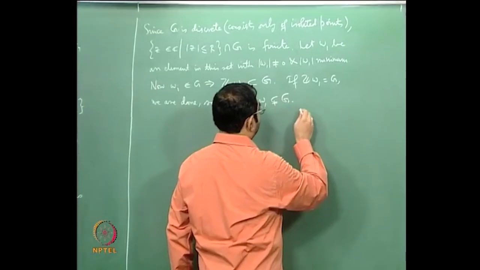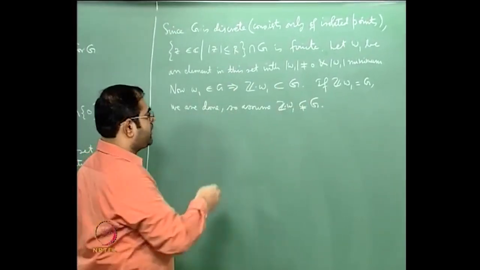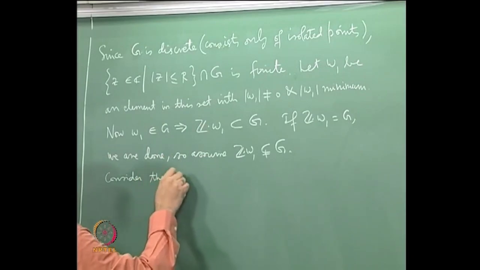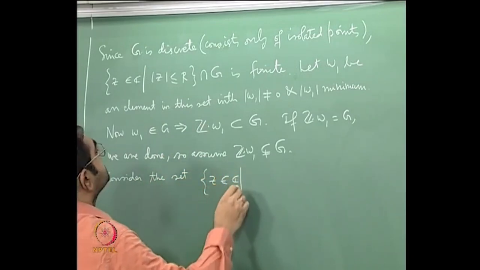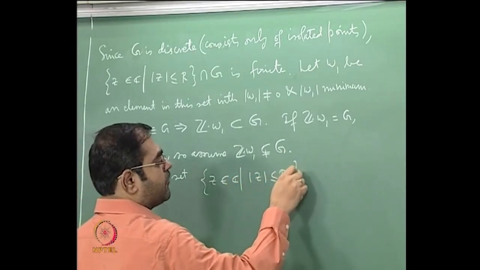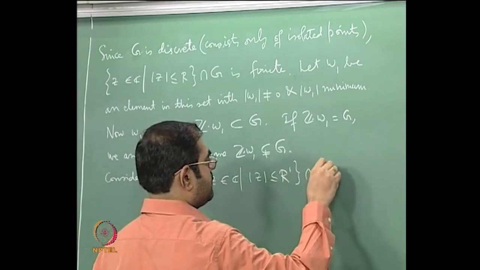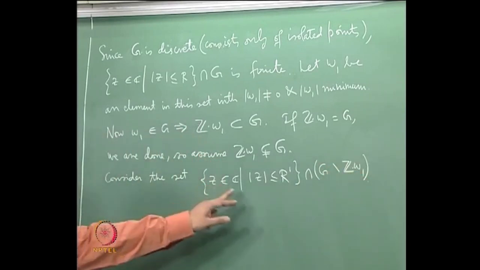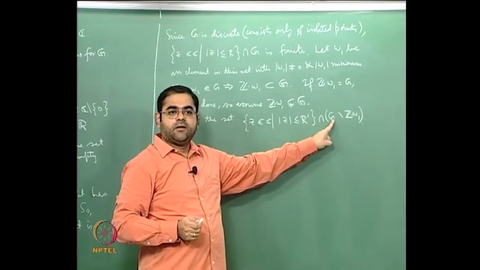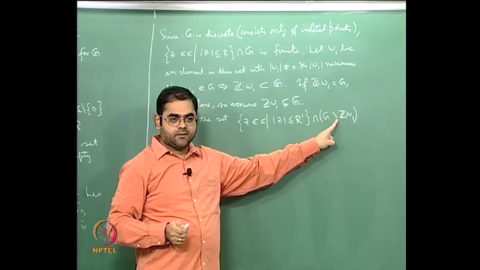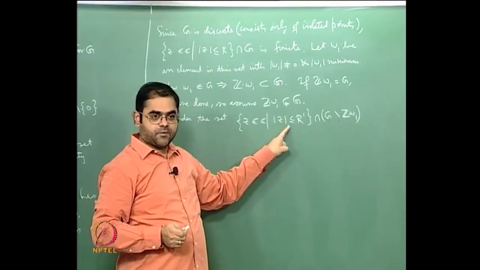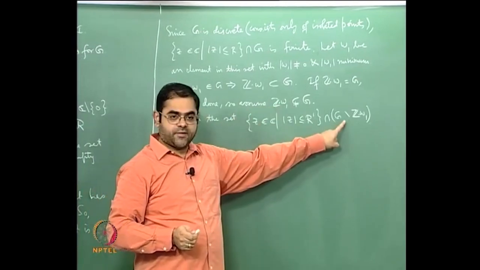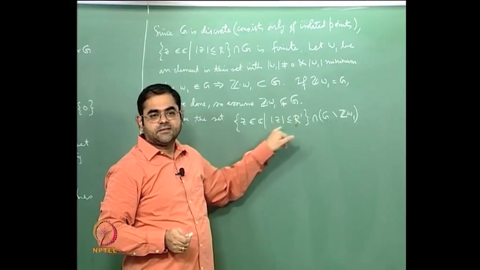So if this is true, again we play the same game. What you do is consider the set, again you take the set of all z in C such that mod z is less than or equal to some r prime now, and intersect it with G minus the complement of Z dot omega 1 in G, okay. So what is this set? This is all those elements of G which are not an integer multiple of omega 1, okay, that is what this set is, and then I am intersecting it with this closed disk, okay. And since there are elements of G which are not integer multiples of omega 1, this is a non-empty set, and therefore if I choose r prime sufficiently large, this intersection will be non-empty, okay.